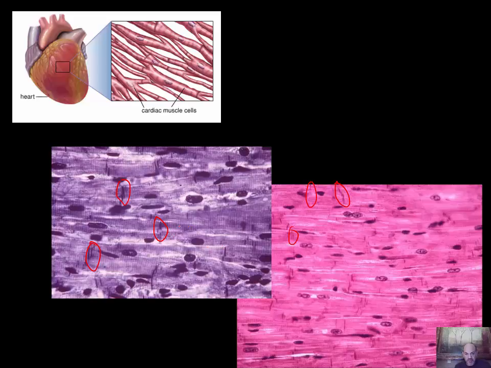It does appear branched, as you can see some branching going on right here. And so these cells do show branching. Single nucleus between the intercalated discs there. And so they're uninucleate. So it does show the characteristics of cardiac muscle tissue.